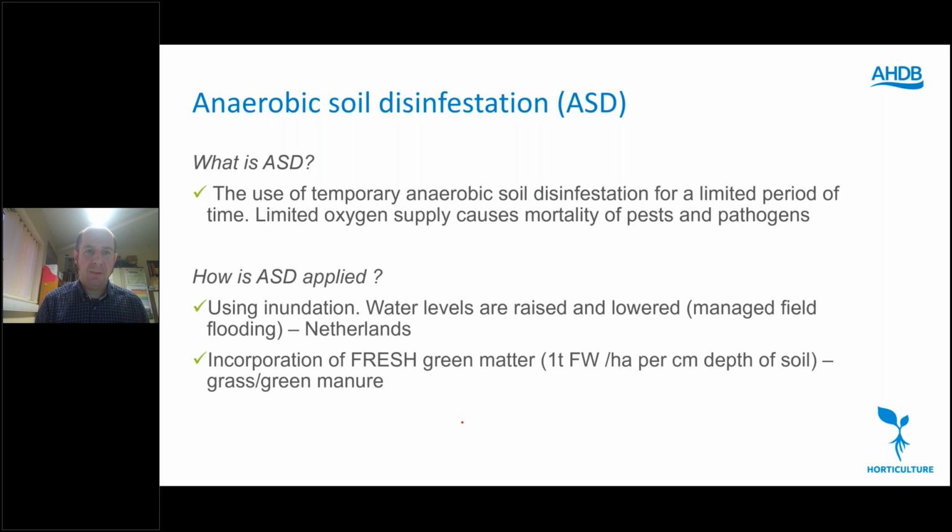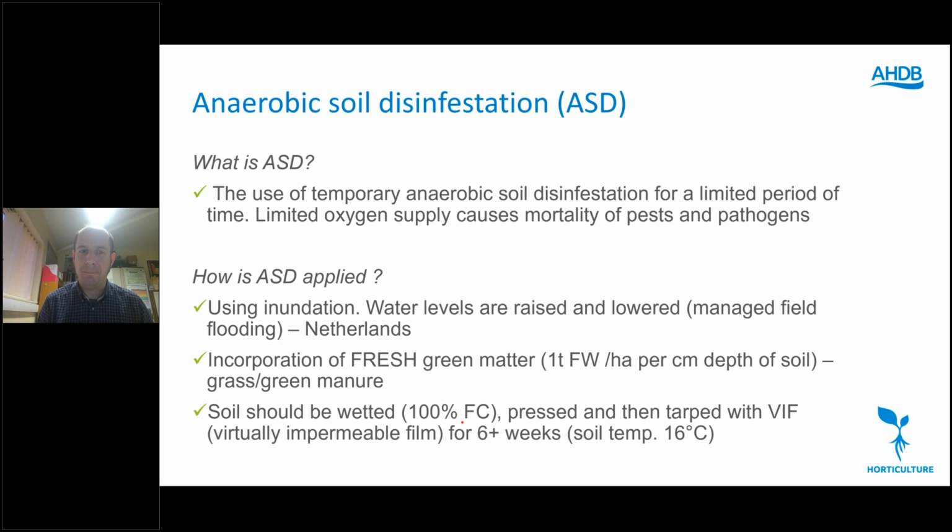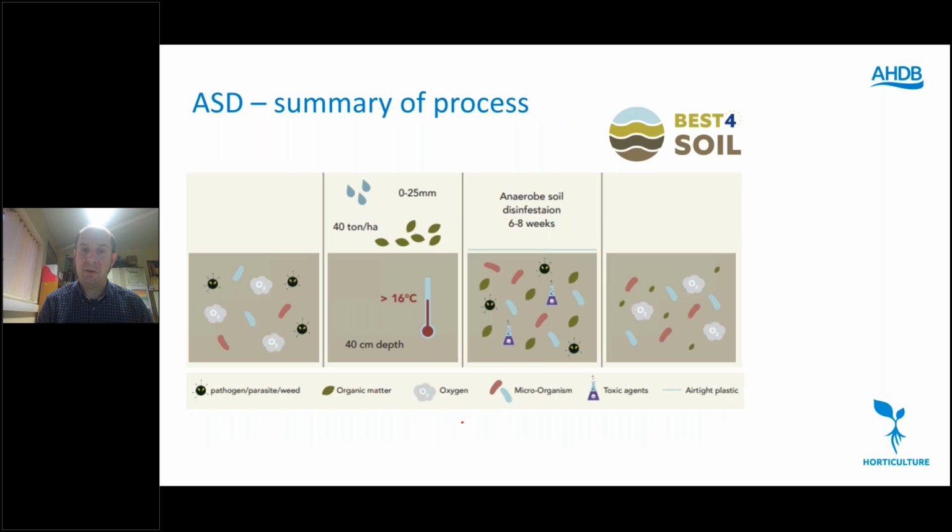The method that was developed in Japan involves the incorporation of fresh green material, could be grass, cover crop material or crop residues, and ideally 1 ton of fresh weight per hectare per centimetre depth of soil. So if you wanted to go to a depth of 40 centimetres, you'd need 40 tonnes of fresh weight per hectare. And here the soil should be wetted, ideally to field capacity, pressed and then tarped with a virtually impermeable film or polythene, and that should be for 6 to 8 weeks, and the soil temperature should be 16 degrees C.